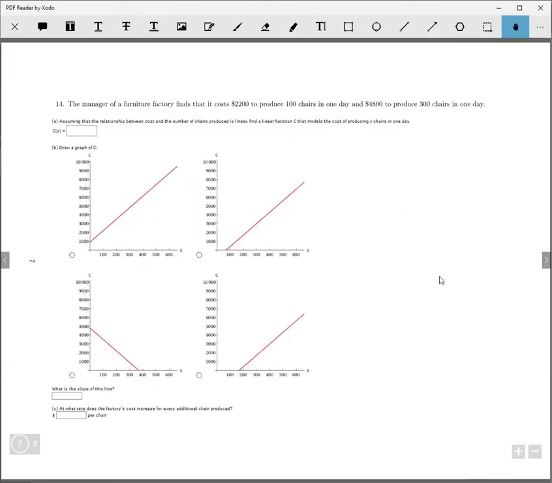Okay, let's go to number 14. The manager of a furniture factory finds that it costs $2,200 to produce 100 chairs in 1 day, and $4,800 to produce 300 chairs in 1 day.